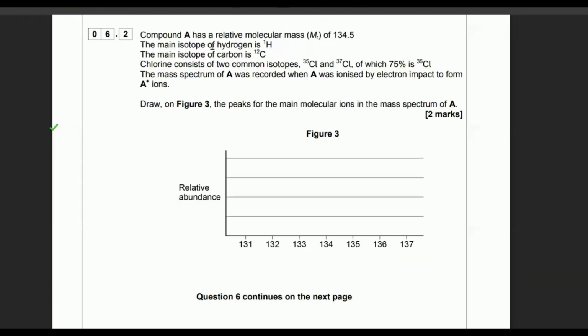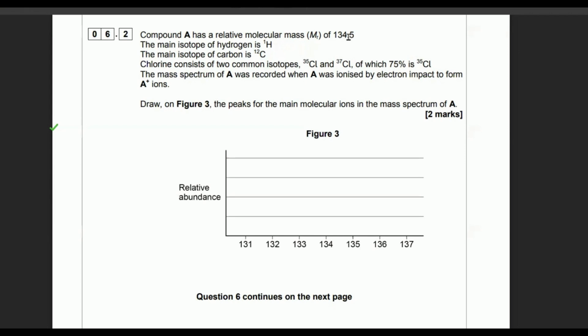Okay, 6.2. Compound A has a relative molecular mass, an Mr, of 134.5. The main isotope of hydrogen is hydrogen-1. The main isotope of carbon is carbon-12. Chlorine consists of two common isotopes, chlorine-35 and chlorine-37, of which 75% is chlorine-35. The mass spectrum of A was recorded when A was ionized by electron impact to form A+ ions. Draw on Figure 3 the peaks for the main molecular ions in the mass spectrum of A.